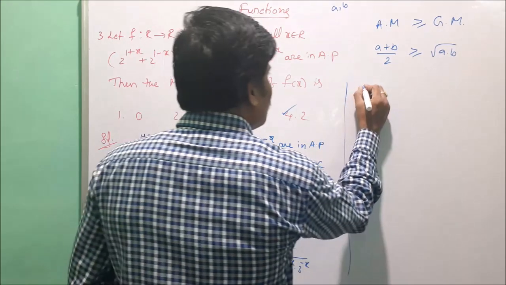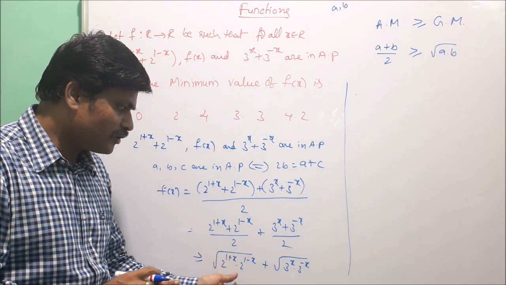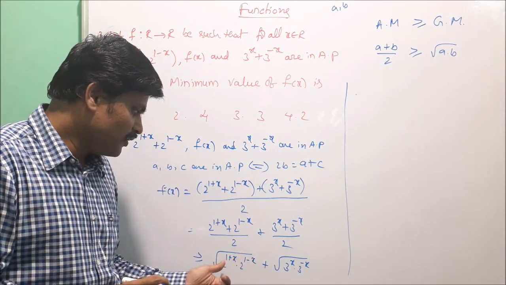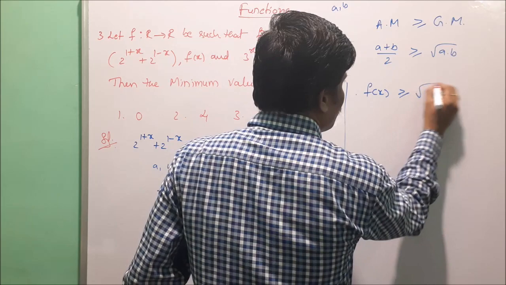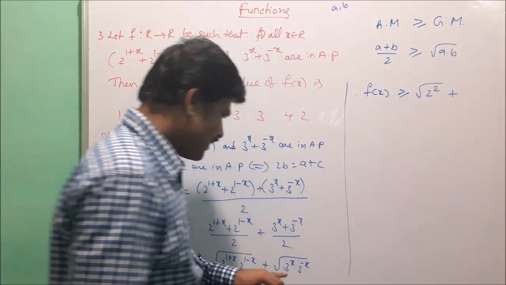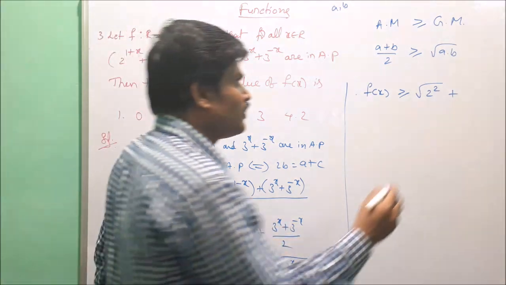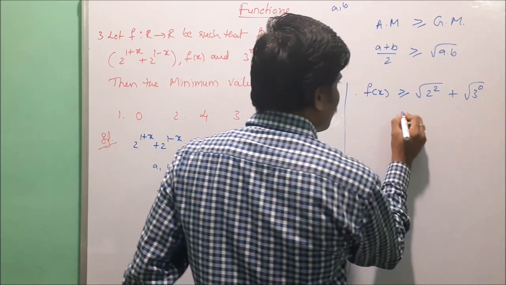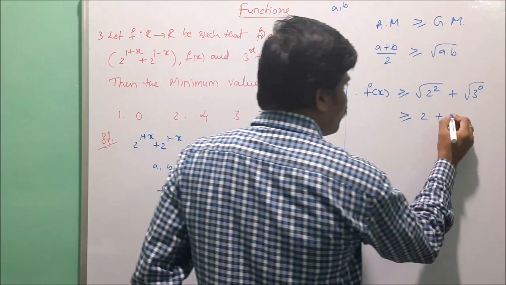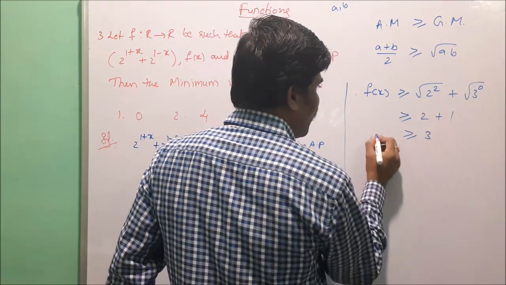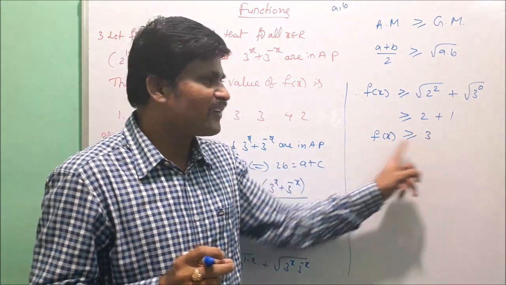Now we write f of x. Here it can simplify: 2 power 1 plus x into 2 power 1 minus x, here x will be cancelled, 2 power 1 plus 1, that is 2 square. So f of x is greater than or equal to square root of 2 square plus square root of 3 power x into 3 power minus x. That means 3 power x minus x equals 3 power 0, so square root of 3 power 0, which is 1. Square root 1 is 1. So this is 2 plus 1, that is 3. So f of x is always greater than or equal to 3. Here we observe the minimum value of f of x is 3.